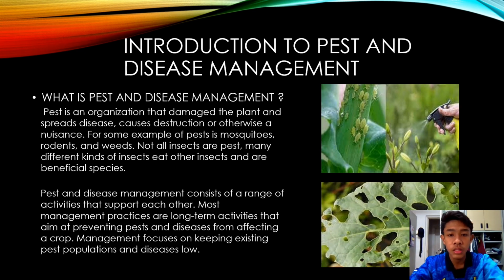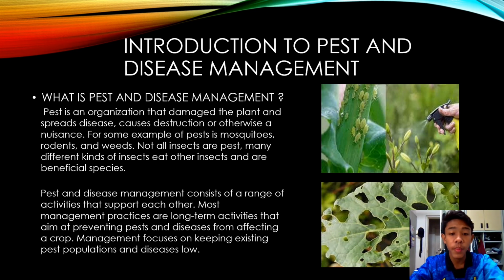Introduction to Pest and Disease Management. What is pest and disease management? A pest is an organism that damages the plant and spreads disease, causes destruction, or is otherwise a nuisance. Some examples of pests are mosquitoes, rodents, and weeds.